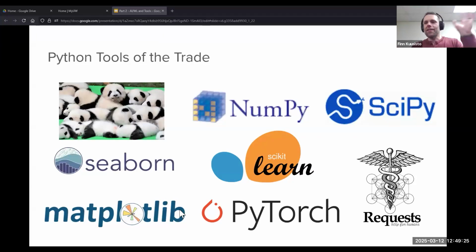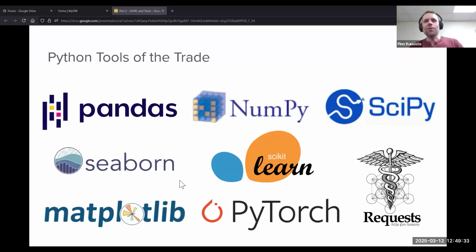All right, so I'm more of a Python guy, so here's a bunch of tools of my trade. I always like to throw this in here as a joke. It's not a good joke, but pandas is a really popular tool. It's not actually pandas. And then we'll talk a little bit about NumPy, SciPy, Seaborn, Matplotlib, scikit-learn, PyTorch, and Request. I'm just going to give you an idea of what each of these are, so that in the future, if you want to explore these more, you can look it up.